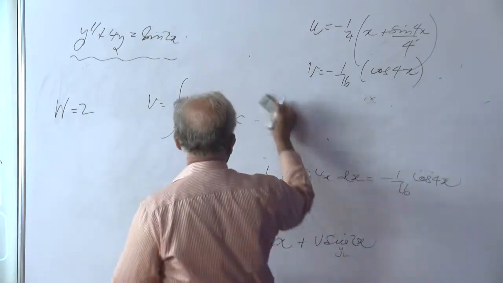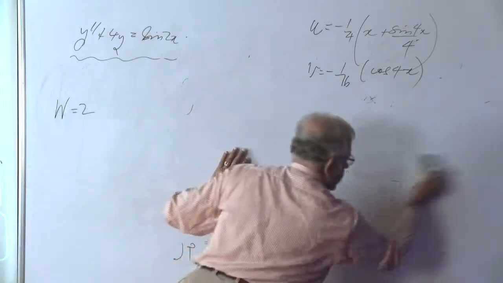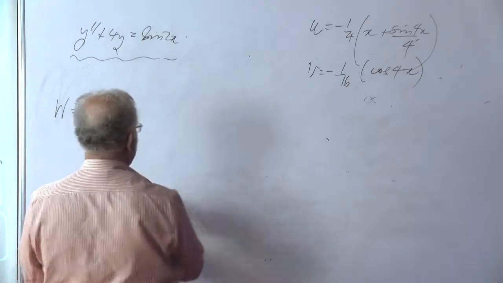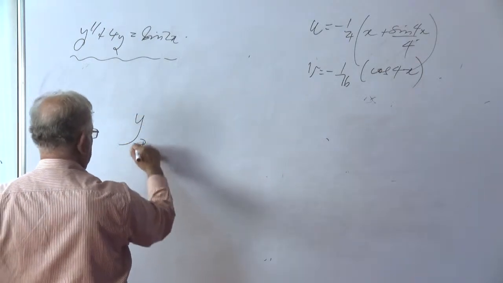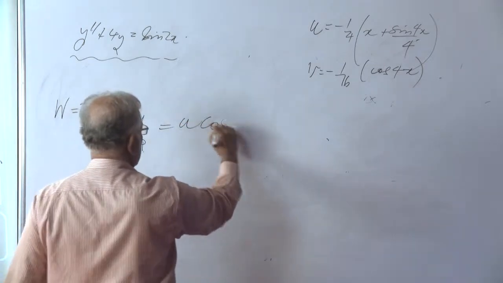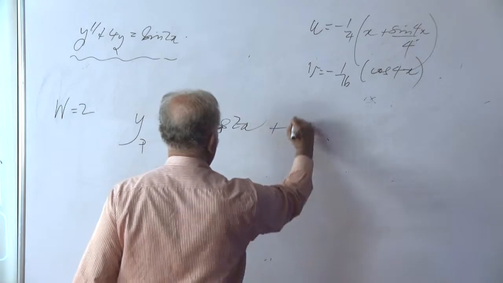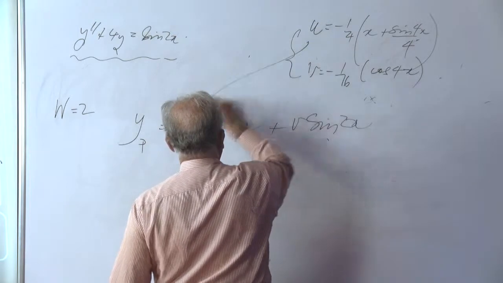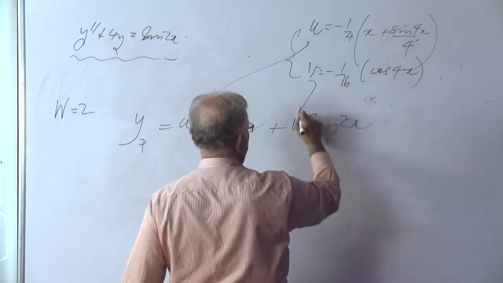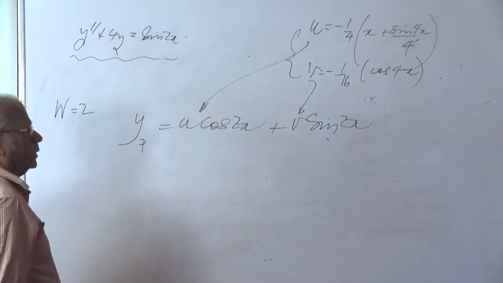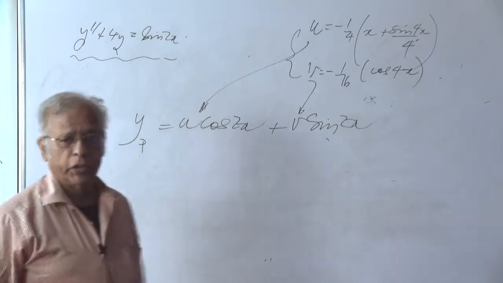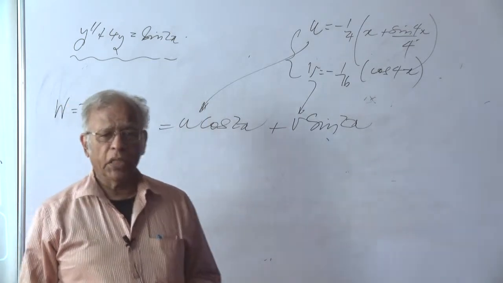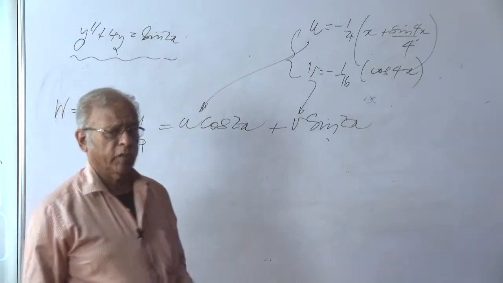So, if we substitute these values of u and v in the solution, the particular integral is u cos 2x plus v sin 2x, with this value of u and this value of v. That becomes the particular solution of the given differential equation. So that is the second example, and both these examples together give us a little familiarity with the method of variation of parameters.